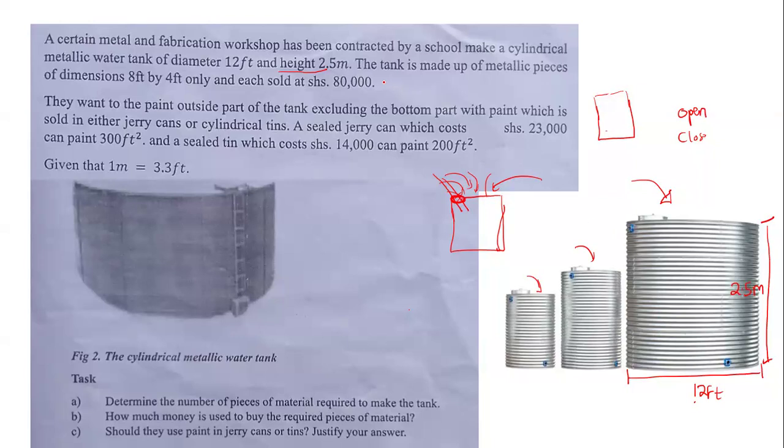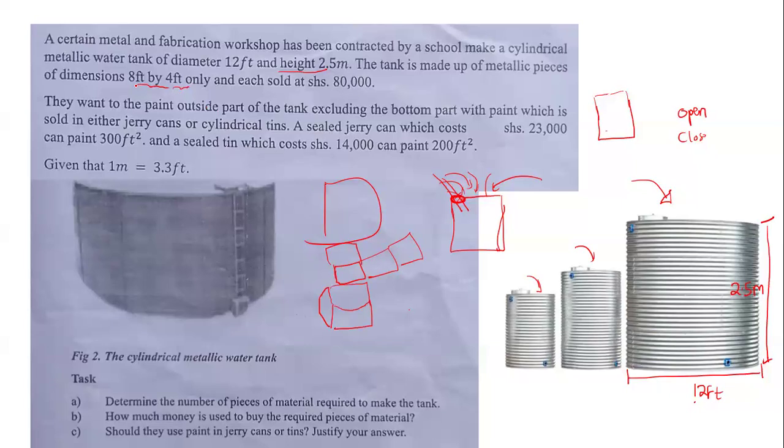But when you continue to read through, they're saying that the tank is made up of metallic pieces of dimensions 8 feet by 4 feet. When they're making the tank, we don't have an iron sheet that can make the tank at once. They just get small pieces, join one with another, until the circular thing comes out. So when you look at those tanks, you notice that there are several pieces that they keep adding up to come up with the complete figure.